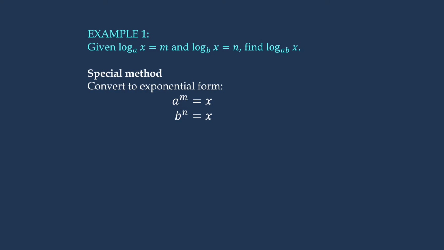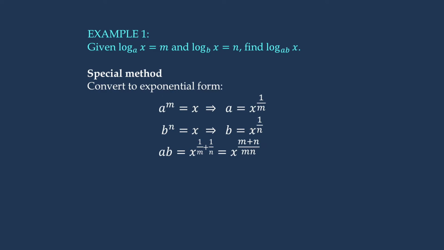As the question has to do with log base ab, let us determine what ab is. To do this, we have to first find a and b. We can convert the equations we have just written to a equals x raised to 1 over m and b equals x raised to 1 over n. Multiplying a and b gives ab equals x raised to 1 over m plus 1 over n. This is the same as x raised to m plus n over mn.